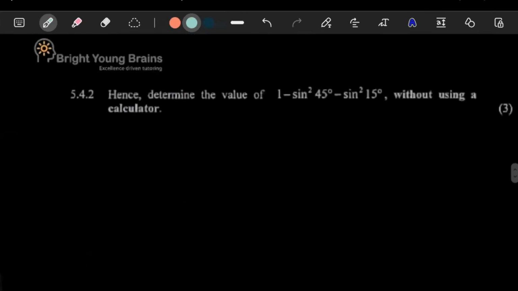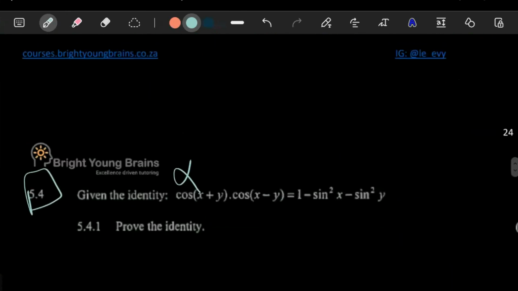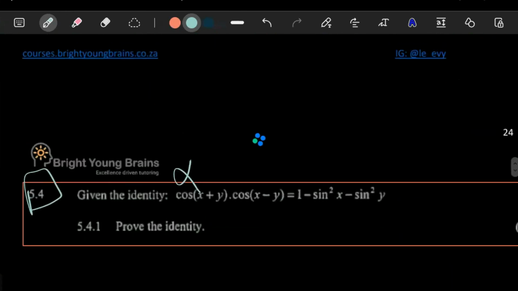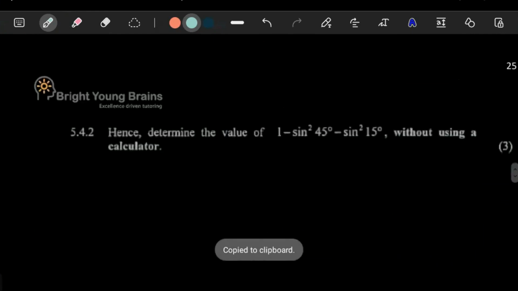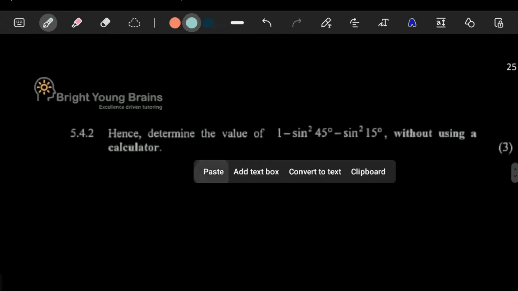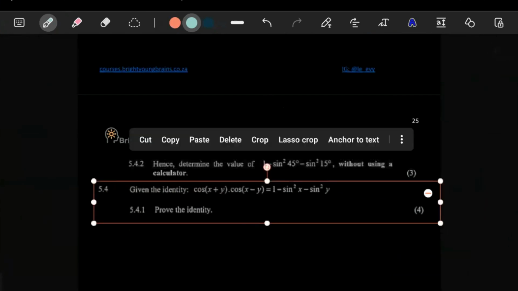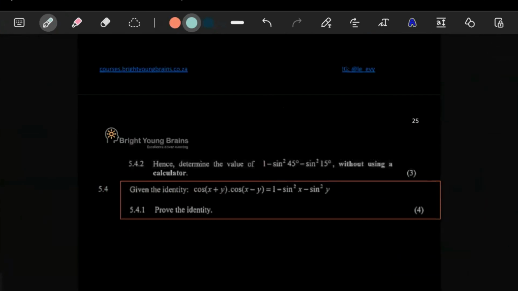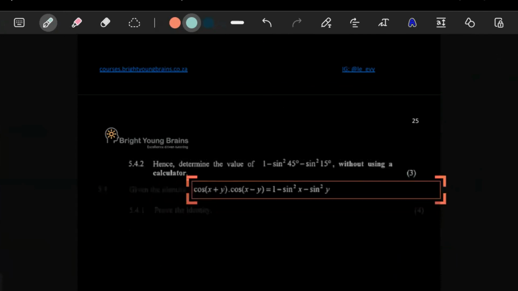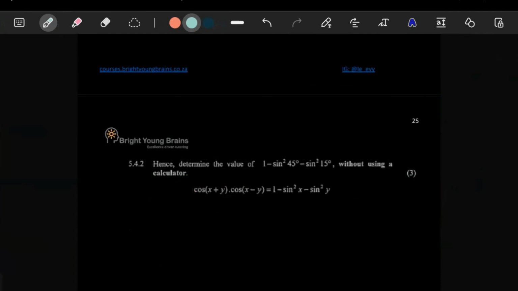5.4.2, it says hence or otherwise calculate the value of this. So obviously in this situation, this is where you need to make use of what the left-hand side looked like. Because if you use what the left-hand side looks like, it makes your life a bit easier. Or rather, does it? Well, it kind of does. But all I'm trying to showcase here is what this expression looks like. So let's just make this bigger, move this there.